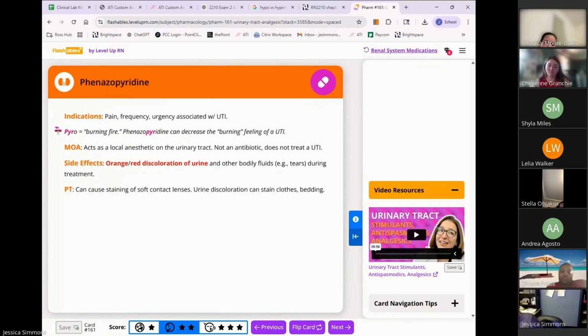We talked about phenazopyridine, which you can get over the counter, Azo. So pyro, if you think about pyro like it's on fire, like you have burning pee, fire coming out with your pee, ow. And then the side effect, of course, is going to be that orange-red discoloration of the urine and other bodily fluids. And remember, we talked about the staining of contact lenses and how much that would really tick someone off if they paid a bunch of money for their contacts and then all of a sudden they were stained orange.